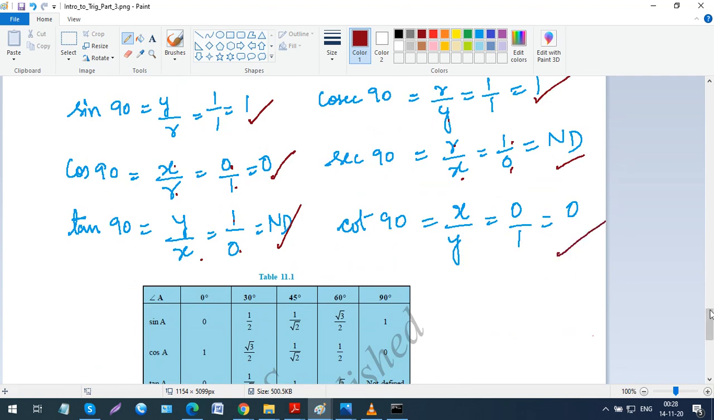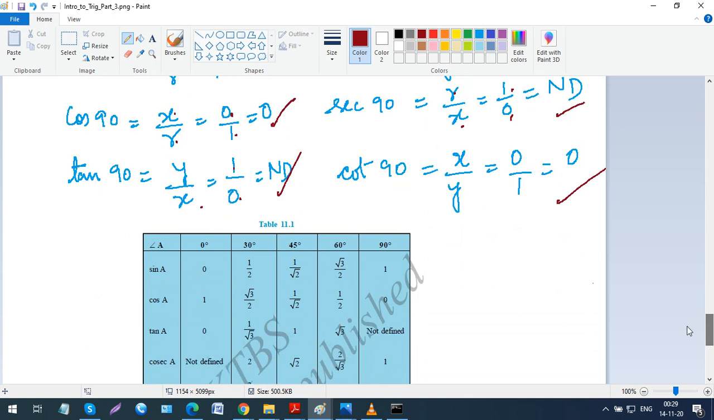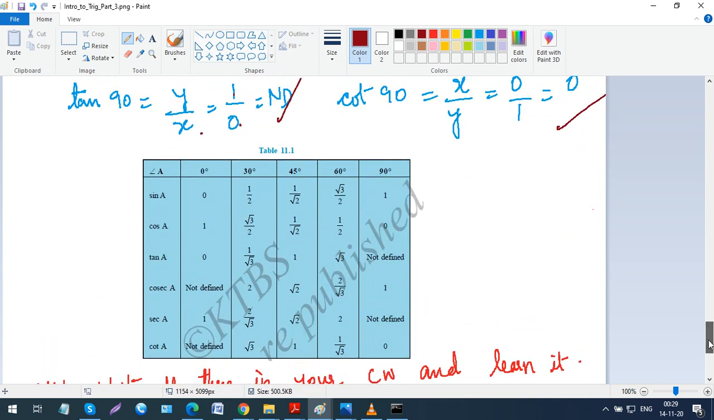So what I have explained so far, if you understand it, you don't have to memorize them. But if you are finding this difficult, you can just memorize this table. You see this table being given. This table gives you everything about your 0 degree, your 30 degree, 45, 60, and then you have 90 also, for all the 6 ratios.